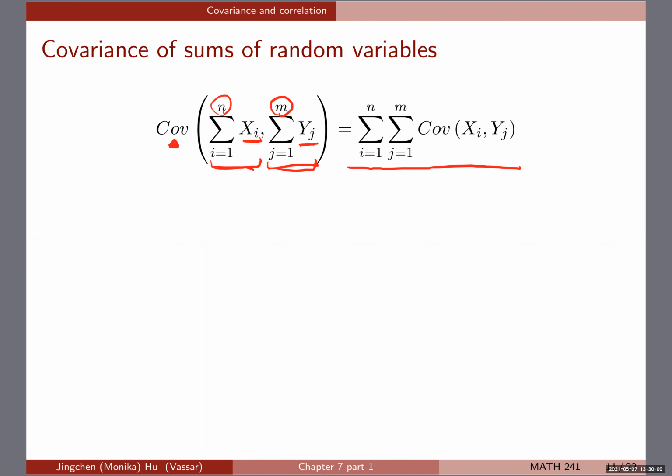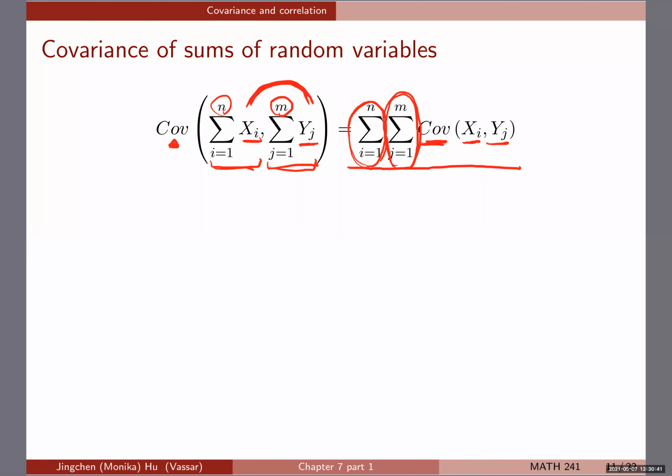So what this is saying is that if you want to know the covariance of the two sums, it is equivalent to getting the covariance of any two pairs of x and y, and then you add all of them up. So that's what the right-hand side is. You have the covariance of xi and yj generically. You get every pair and then you add them up. So you're doing a summation over j and then a summation over i. This is a result given to you.